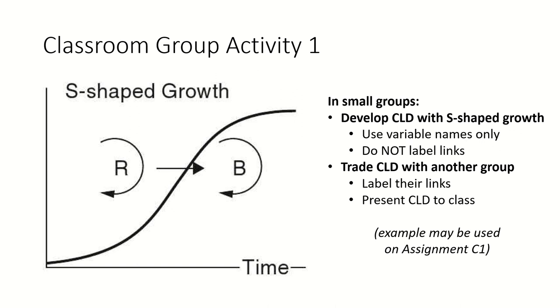So I've asked you to draw a bunch of variables and then ask somebody else to label them. So now what I want to do is go around the room and have you describe your S-shaped growth curve in terms of the loops. So I'll start with you guys. The growth that's in front of you, how would you describe the one that you just labeled?